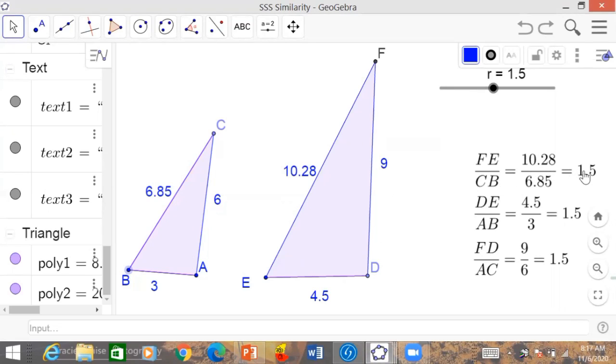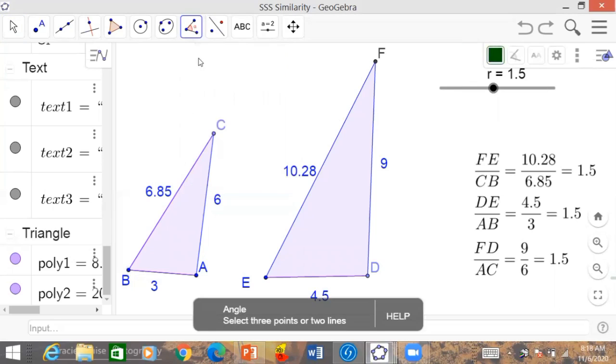Here the ratio of the corresponding sides is equal. Now you have to measure the angles. Here corresponding sides are in the same ratio. Now you have to check whether the corresponding angles are equal or not. If the corresponding angles are equal, then the two triangles are similar. Now let us check it.